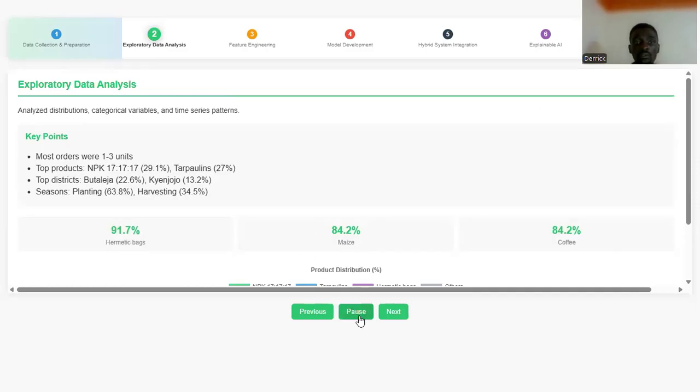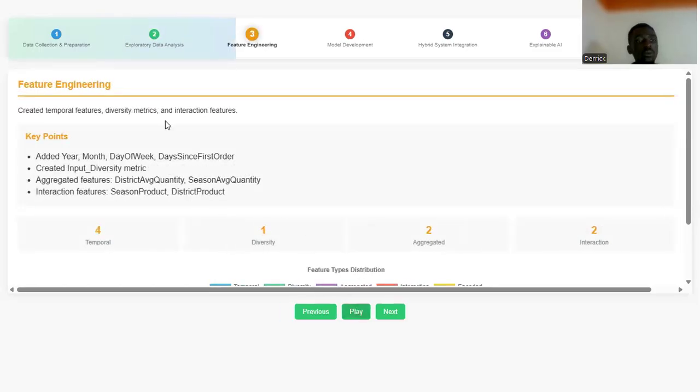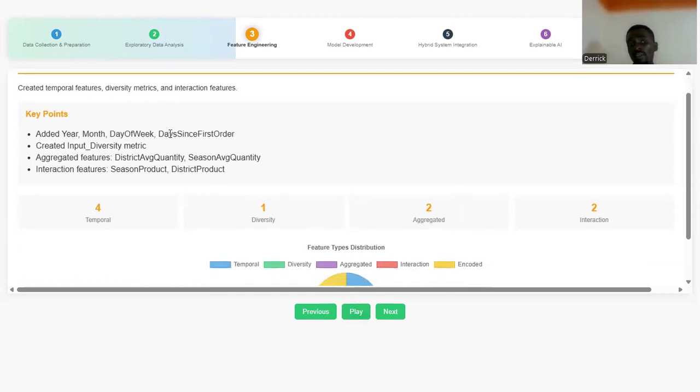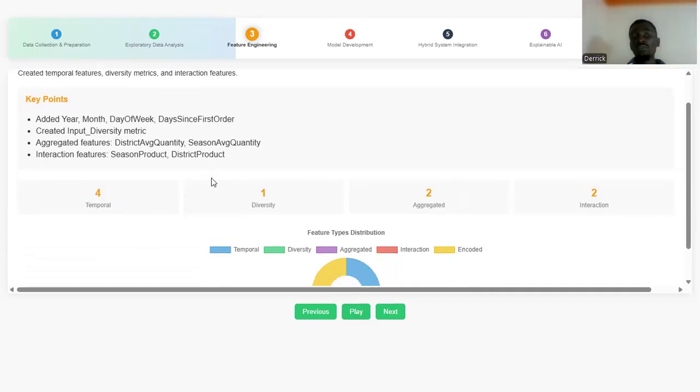The next phase was feature engineering. We created temporal features, diversity metrics, and interaction features. We added the year, month, day of the week, and days since first order to the current order. We also created an input diversity metric and aggregated features: the district average quantity and season average quantity. The interaction features added were season product and district product.